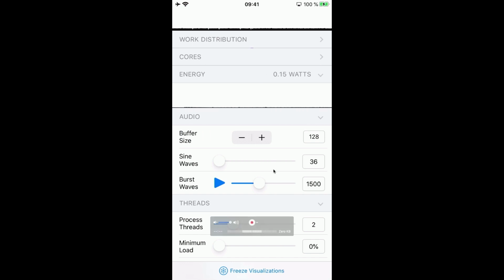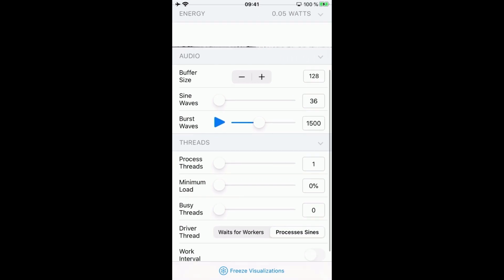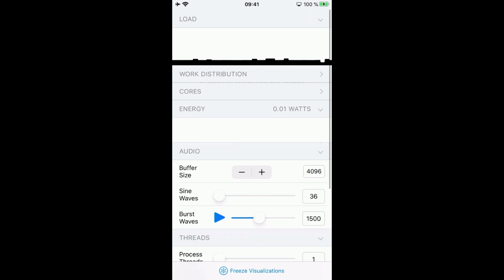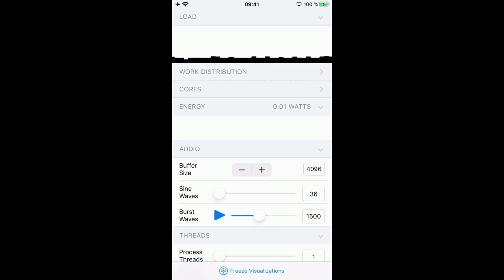Okay, so then I wanted to actually show the issue that occurs with single-threaded processing. If I drop the number of process threads to 1, and to exaggerate the effect, I'm going to increase the buffer size so that we get a really big dropout. Then I press burst. I didn't describe burst. When I press the play button, this is going to increase the number of sine waves all at once to whatever the number is. It's going to hold it there for half a second and then drop back down. The idea there is to be able to experiment with what happens with a dramatic load increase all at one time.